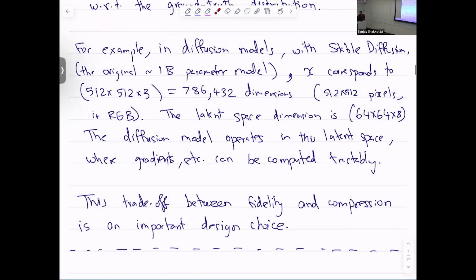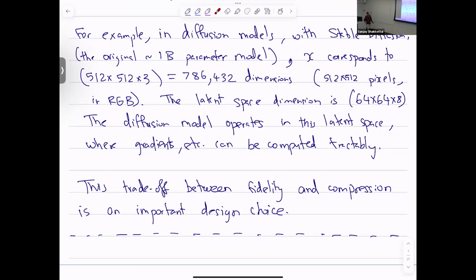And just to give you some numbers, for the VAE used in stable diffusion, the X space are images. They're 512 by 512, with three colors, R, G, and B. The latent space is 64 cross 64 cross 8. So the mu is 4, it's 4 plus 4 for the mean and the variance side of the channels.